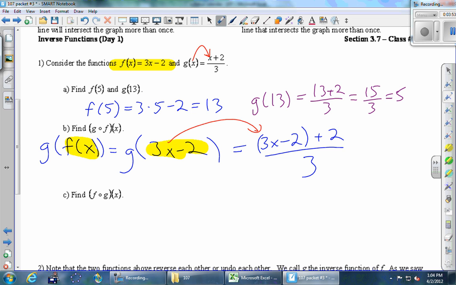Did we see what just happened there? Took g and applied it to something complicated, 3x minus 2. And then we'll simplify a little bit. What happens on top? Just 3x, because the plus 2 and the minus 2 cancel. And then divide by 3, we get x.